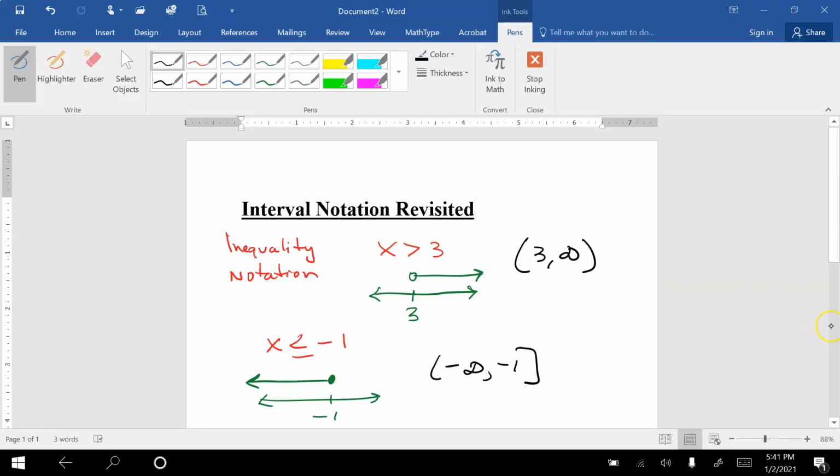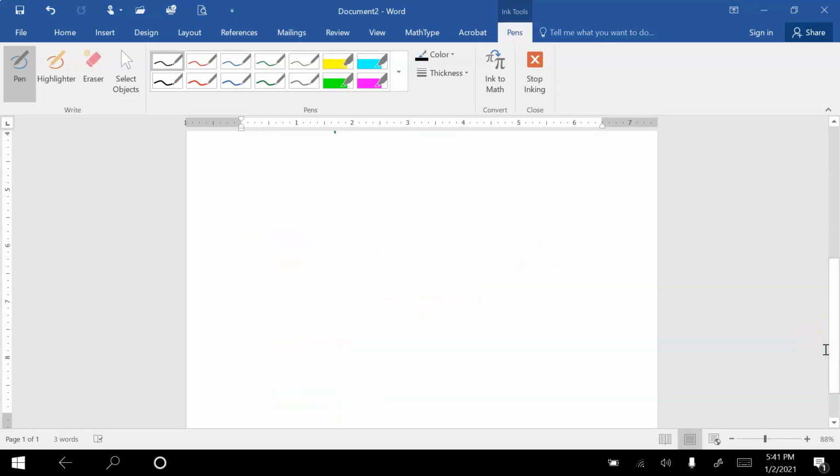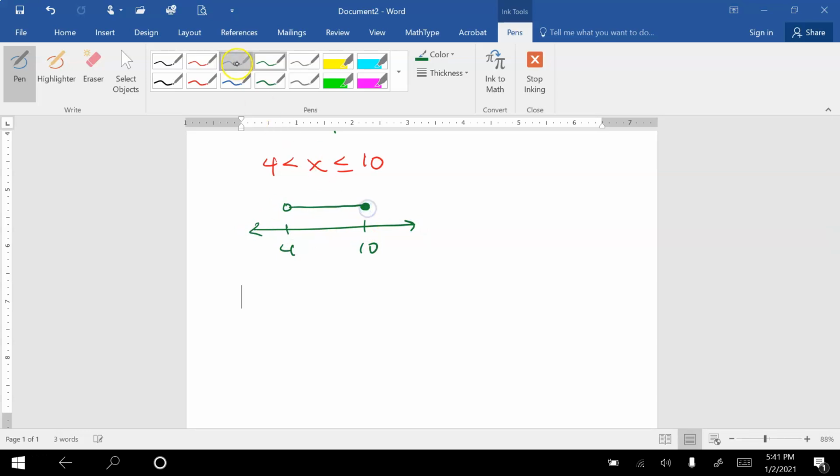And if you wanted to do something else, let's say 4 less than x less than or equal to 10 on a number line, 4 and 10, the open circle, closed circle, but it would be 4 comma 10, parentheses on the 4, bracket on the 10.